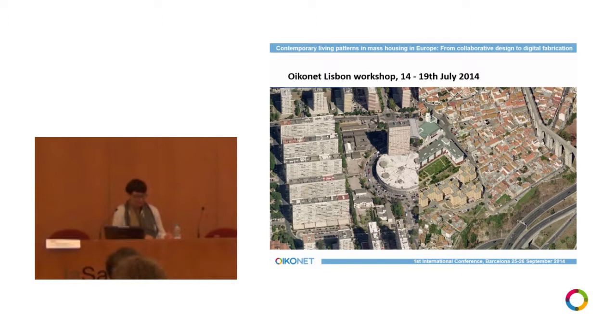On the other hand, informal mass housing, self-built housing, brings more diversity and a bigger sense of appropriation and identification of dwellers with the living place. In this context, the work carried out in the workshop focused on two neighborhoods in Lisbon. One representative of formal mass housing, Portela Sacavém, and the other, Bairro da Liberdade, which is typical of informal mass housing. These two places offered the opportunity to rethink contemporary living patterns in mass housing design.